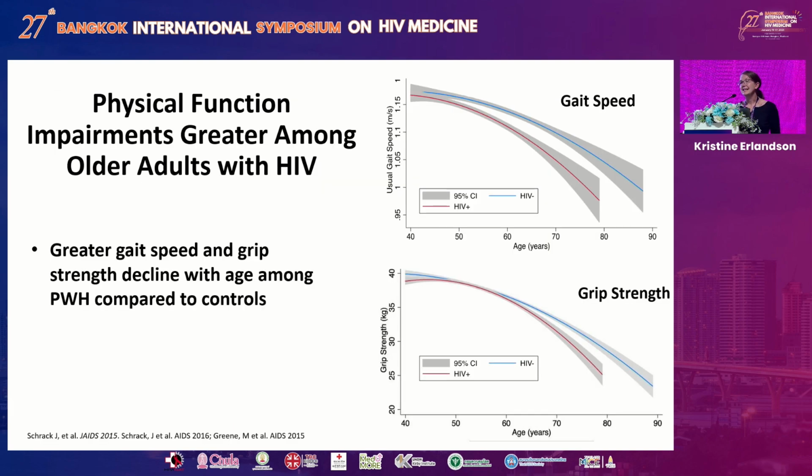We similarly see declines in physical function that occur at a faster rate in people with HIV. This is data from the multi-center AIDS cohort study of men with and without HIV in the US, and you can see a faster decline in measures of gait speed and grip strength in those with HIV shown in the red line compared to those without HIV shown in the blue line, with increasing age that really seems to separate and start to accelerate at about age 50 or 60.